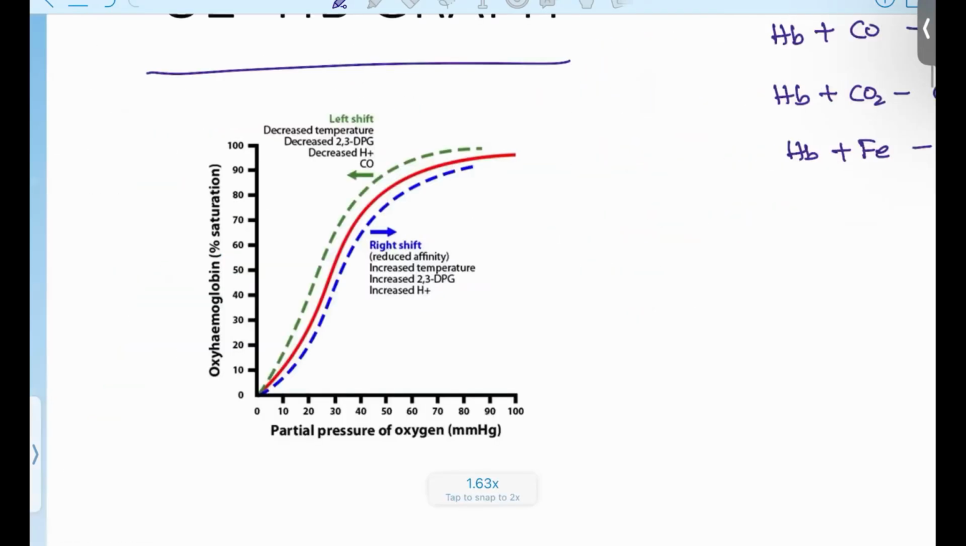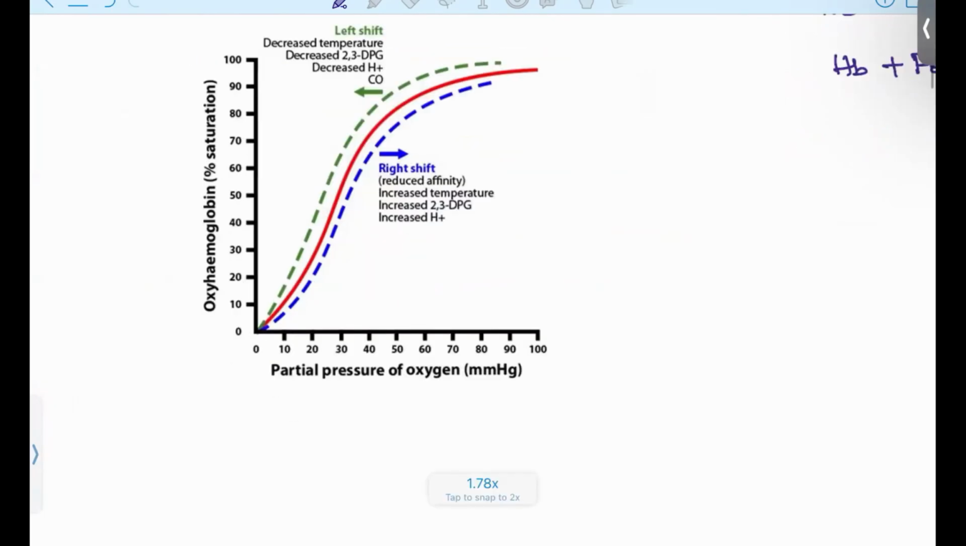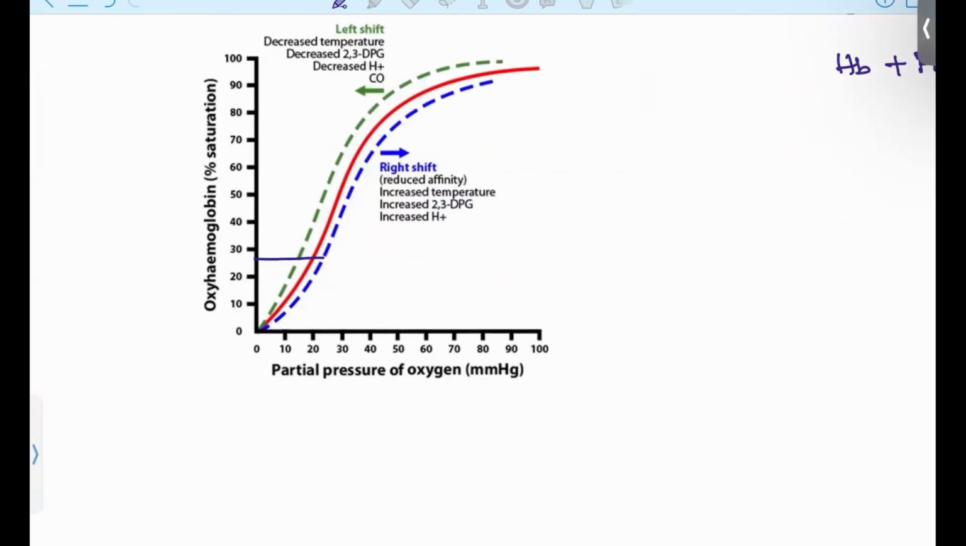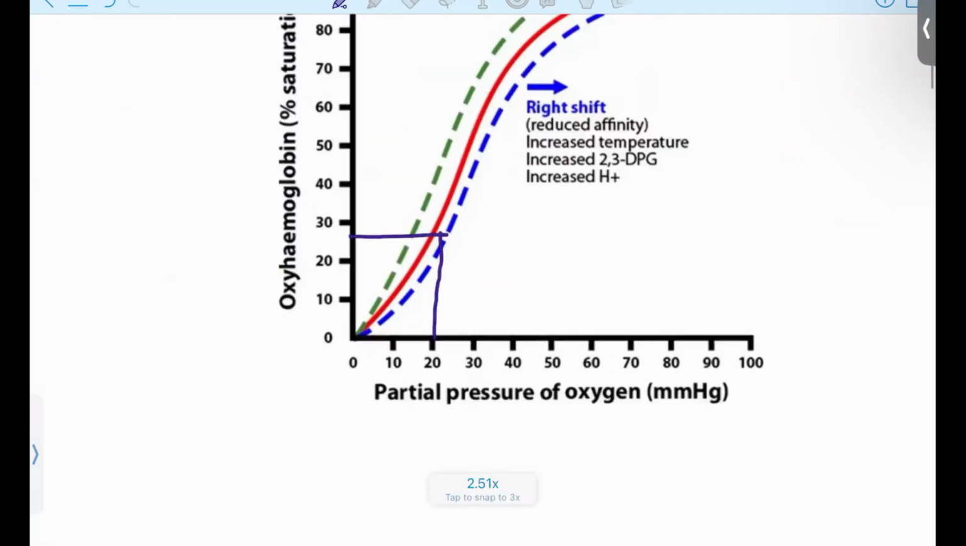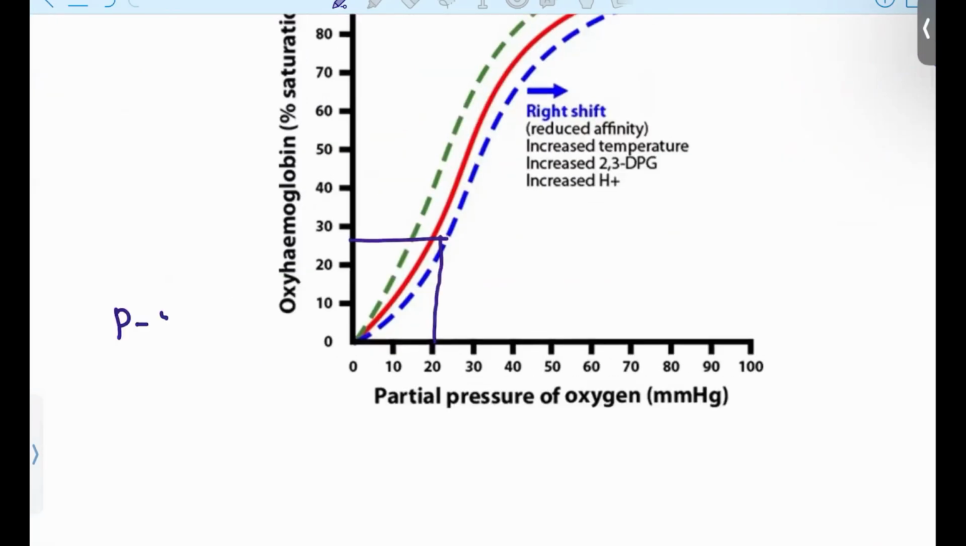Next, the oxygen hemoglobin curve. There is a specific point, P50, where the partial pressure of the oxygen is maintained. So this is your P50, 25 mmHg.